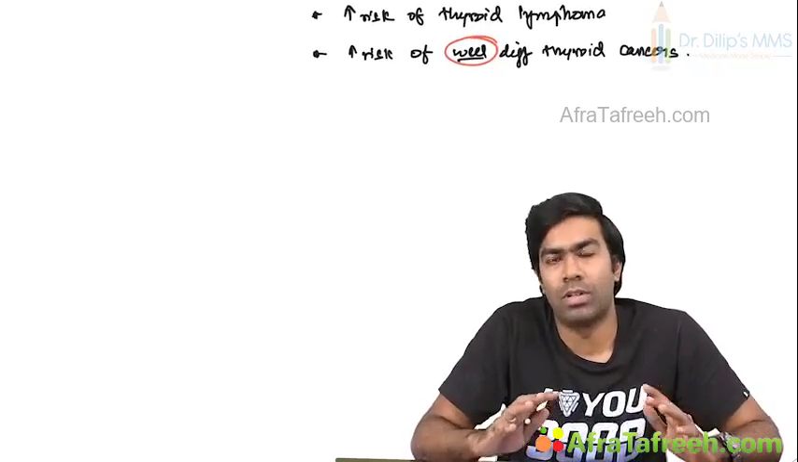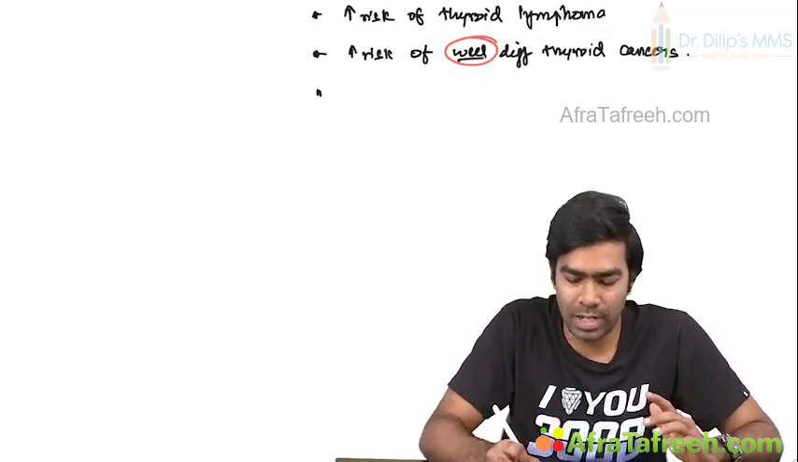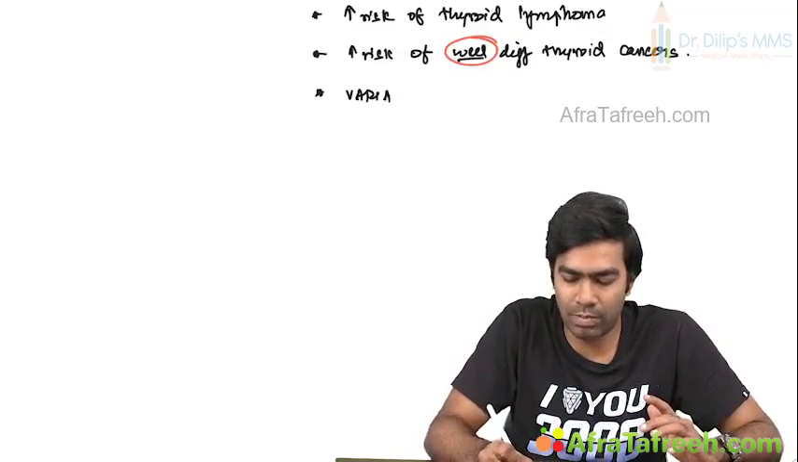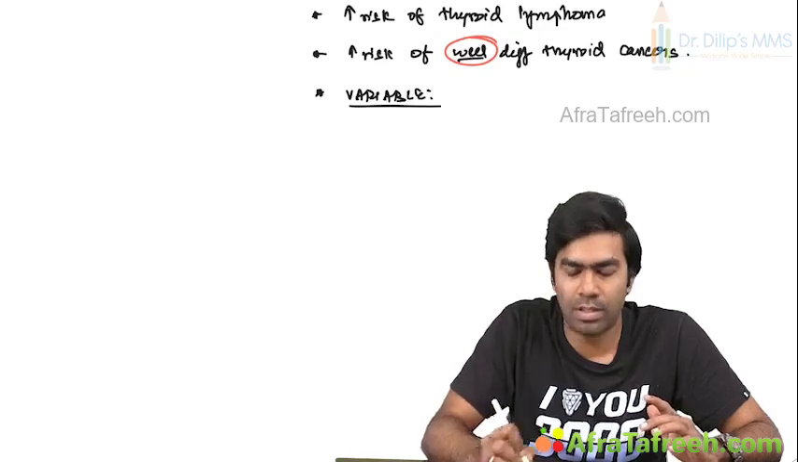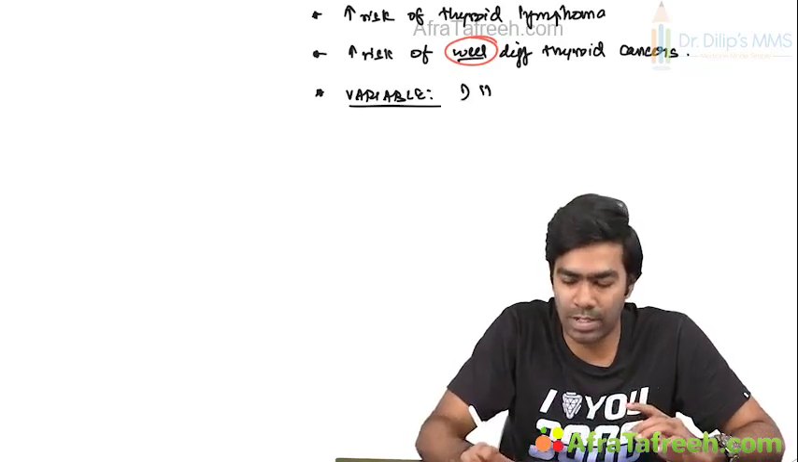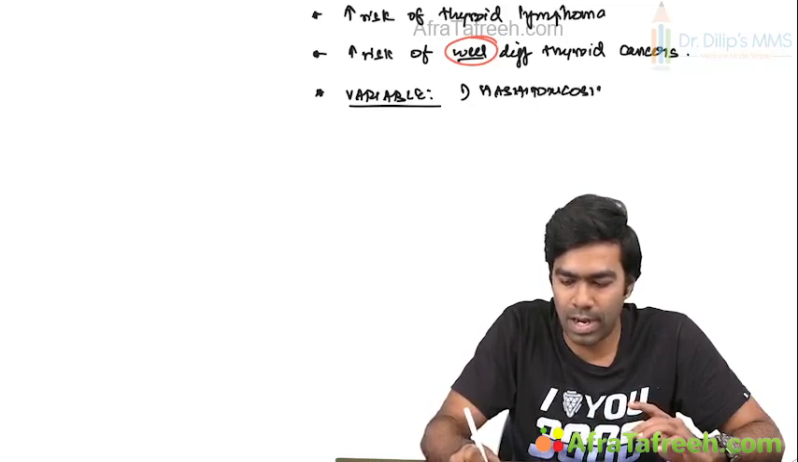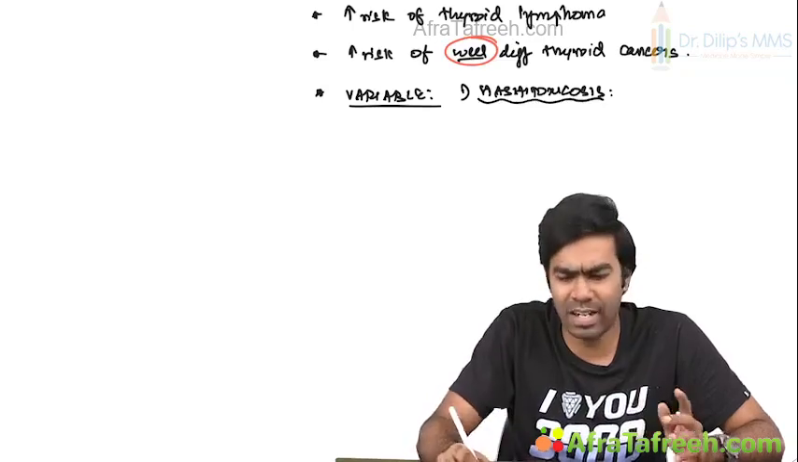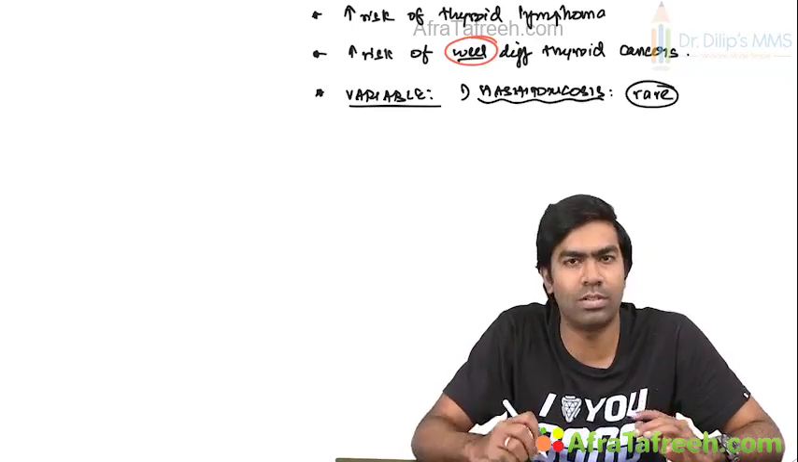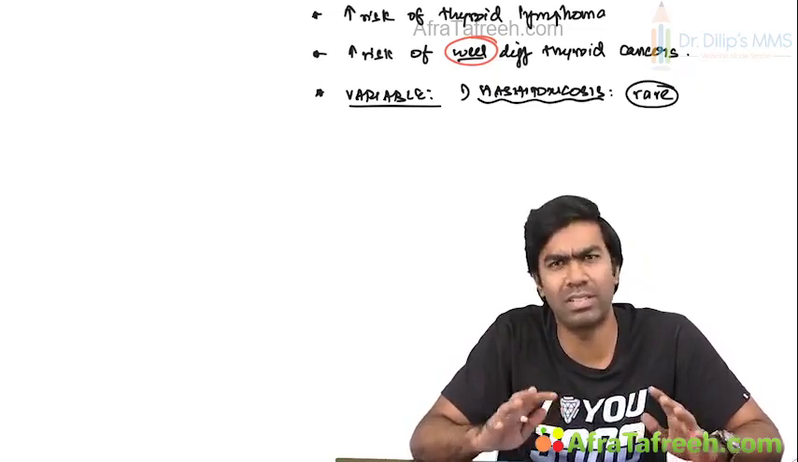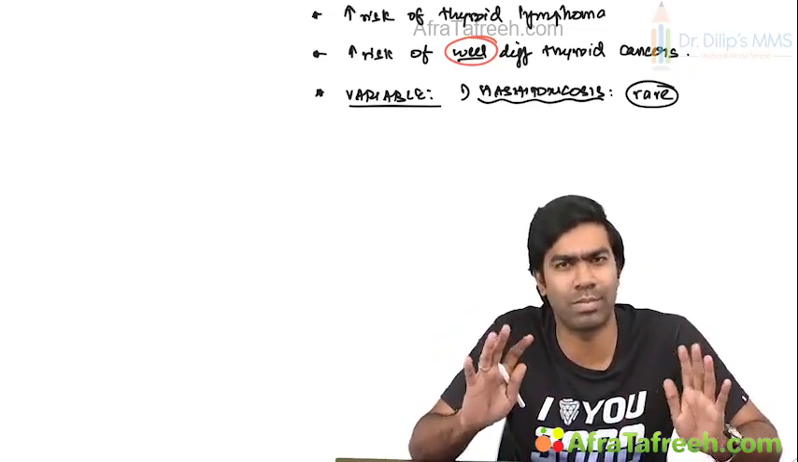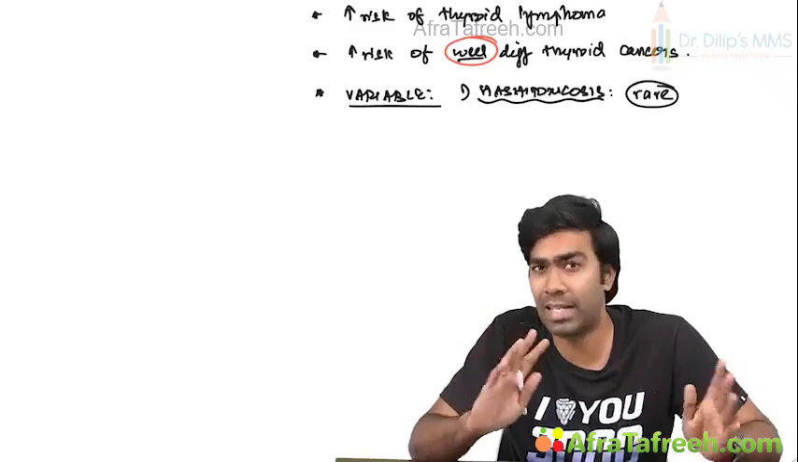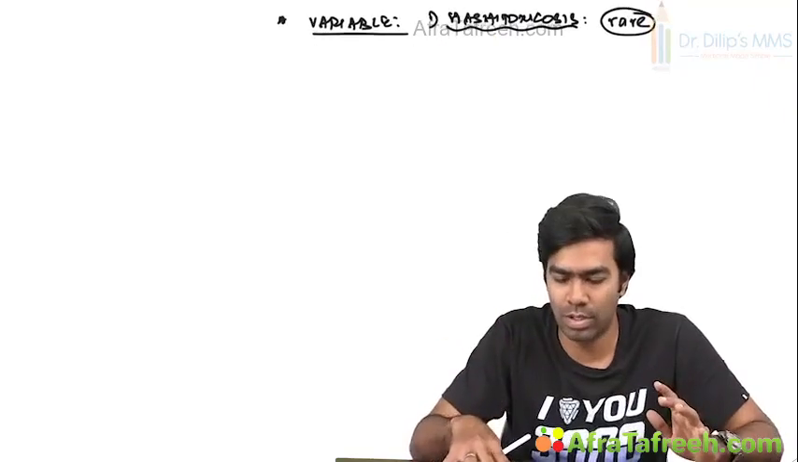Then, what are the variable presentations? There are some variable presentations of Hashimoto's thyroiditis. Number one is hashitoxicosis. What do you mean by hashitoxicosis? This is a very rare form of thyrotoxicosis in Hashimoto's. Usually Hashimoto's means chronic inflammation, hypothyroidism, either subclinical or overt. But rarely they can come with hashitoxicosis.